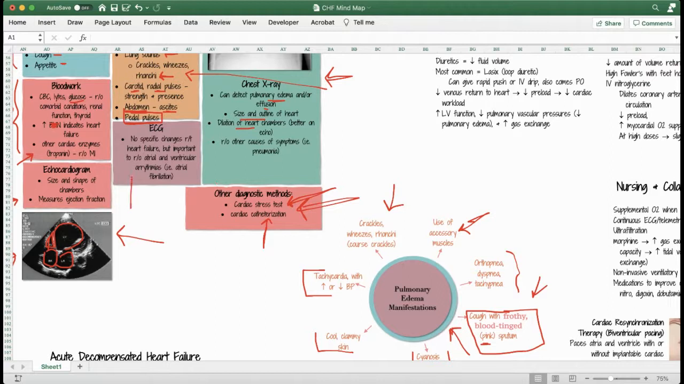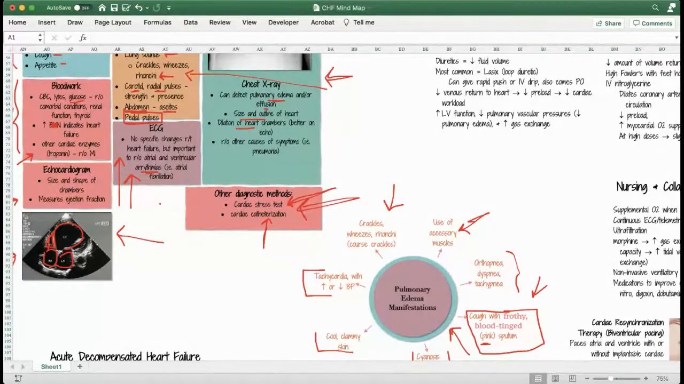So really quickly, before we move on, ECG: you won't see any changes on an ECG that say, oh, that's heart failure. It's not like a STEMI where you see a STEMI. It's still important to do an ECG whenever you have cardiac issues whatsoever, because there are so many arrhythmias related to heart failure. We want to make sure that the patient's not in some crazy A-flutter or AFib that we need to take care of right away, right?